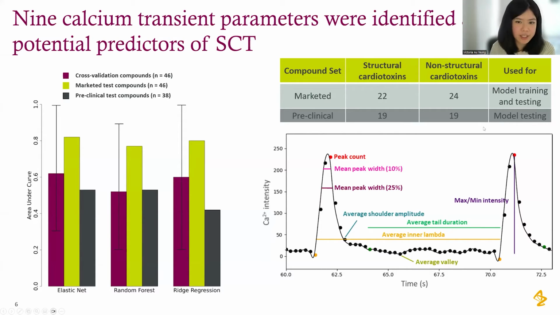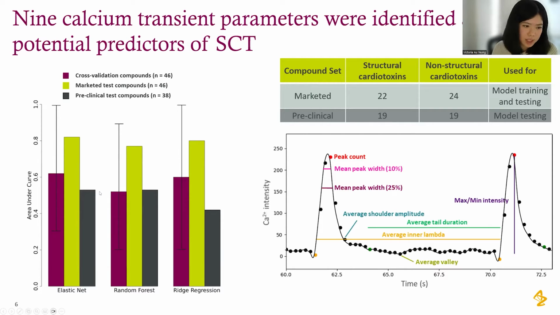So now we come to the model performances on the left-hand side, and perhaps what you're thinking is this doesn't look very impressive, and I'd be inclined to agree with you on that. If we look at the cross-validation performances, you can see this varies quite widely across the sets of compounds we use. And even though this performs slightly better in the marketed set as a test set, it doesn't perform very well in the preclinical test set.